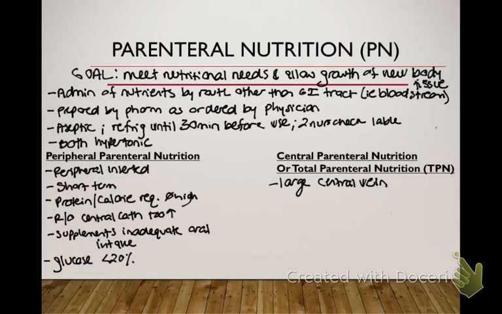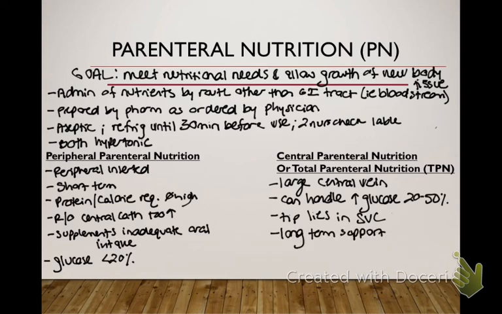All right, so central, which is TPN, which is what most of you have heard of. It's centrally inserted. It can handle glucose greater than 20%. That's a big difference. And so with a central line, and we're going to get to it, but let me draw it here. It lies in the superior vena cava, and it's for long-term support. So I'm going to go back on this slide just a second. No one freak out on me.